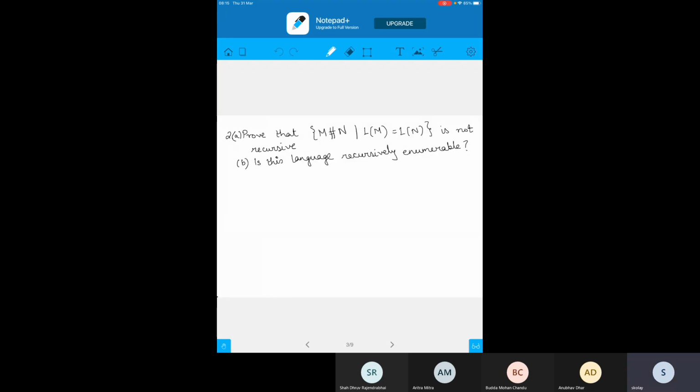Now, the second question. We can work on pairs of recursively enumerable languages. So prove that the set of M hash N such that L of M is equal to L of N is not recursive. And you also have to determine whether it's recursively enumerable or not.